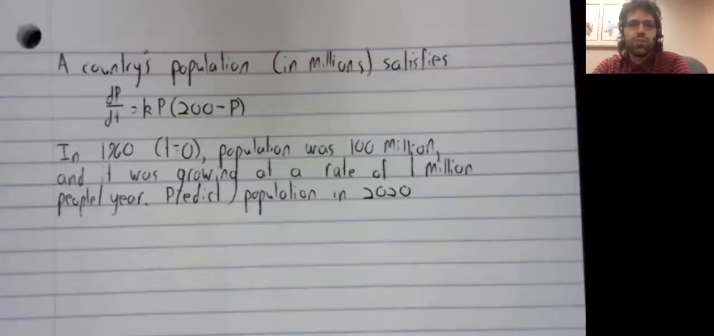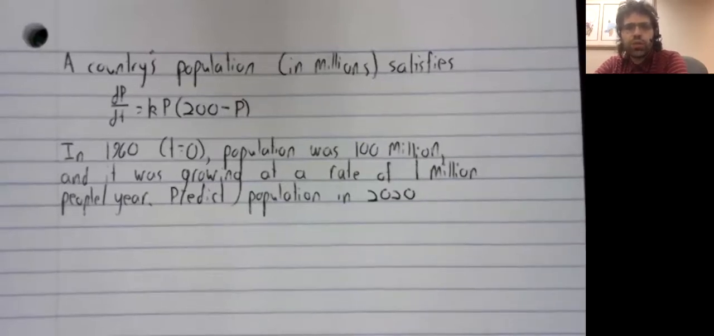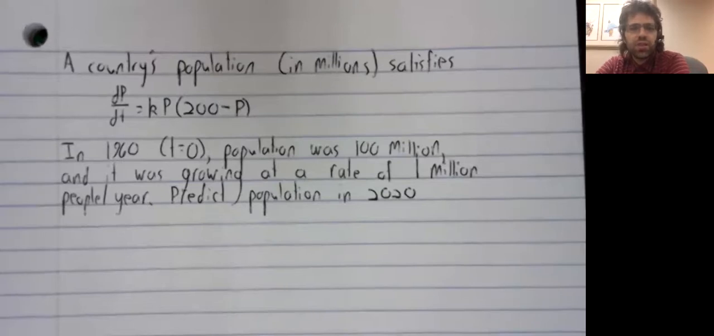You can go ahead and solve a logistic differential equation using separation of variables. Let's do the following example. A country's population in millions is logistic, satisfying dP/dt equals k times P times (200 minus P). In 1960, which we'll call t equals 0, the population was 100 million, and it was growing at a rate of 1 million people per year. Predict the population in 2020.